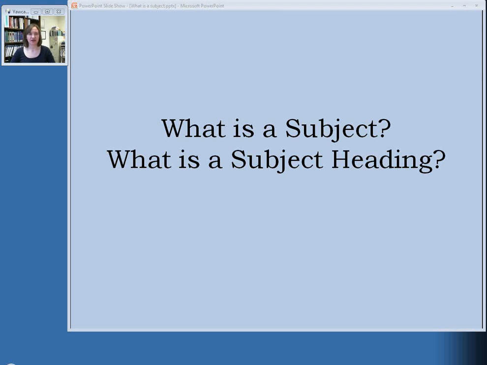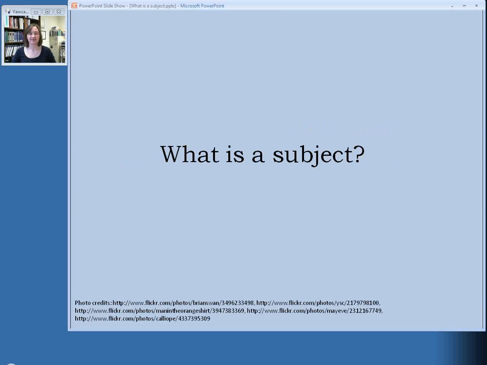And we're going to start off by just talking about what we mean when we say the subject of a book or another library item. What is a subject, and then what is a subject heading, and how is that different from just the subject of a book? So to start off, what is a subject?